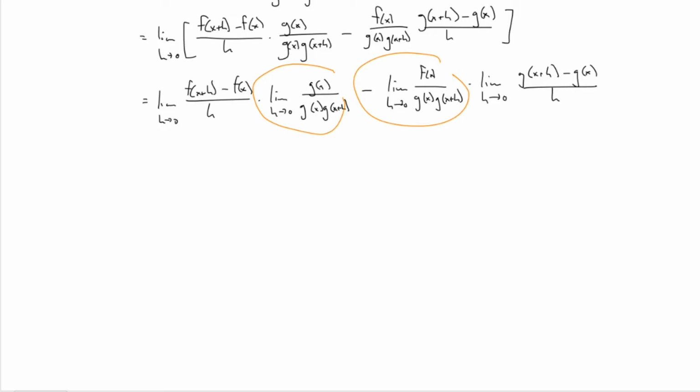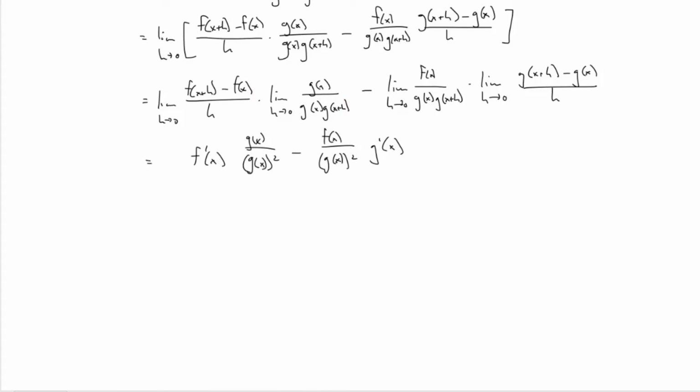The only question is, what happens to g of x plus h? And as we did with the product rule, we argue that g is differentiable, so it's continuous, and so we can compute the limit as h approaches 0 of g of x plus h simply by plugging in h equals 0. Which gives us this expression here.